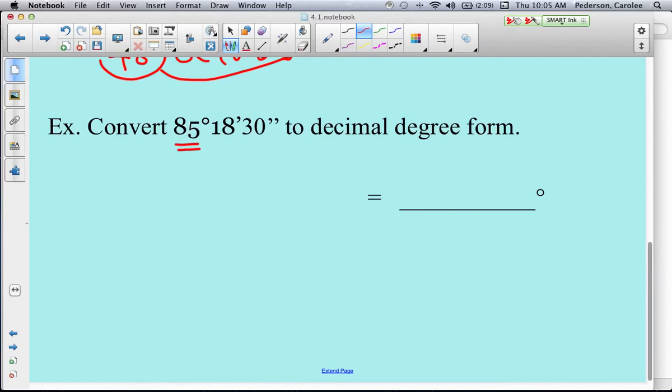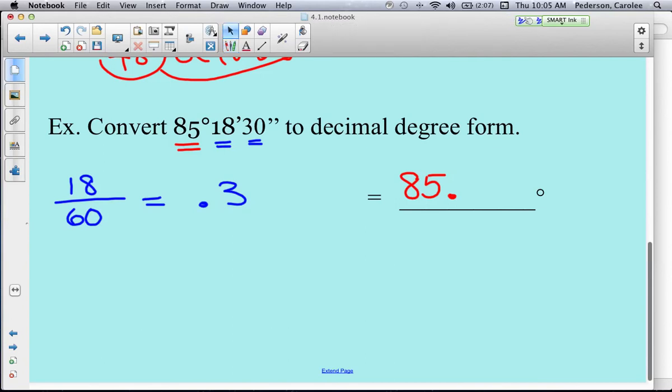So 85 is our whole angle, and then we have some pieces. So it's 85 point something. We have to figure out what this piece is in decimal, and what this piece is in decimal. So now we're going to do the opposite. Instead of multiplying, we're going to be doing division. To convert that 18 minutes to decimal, we're going to take 18 and divide it by 60. And what do you get there? 0.3. Okay?